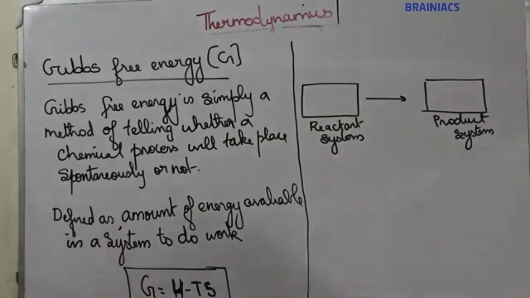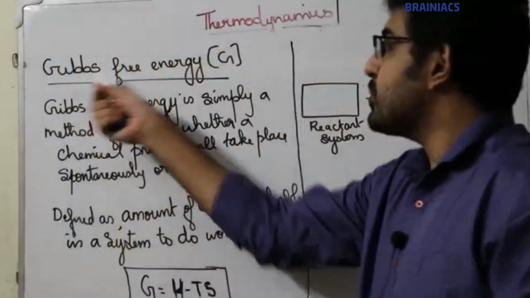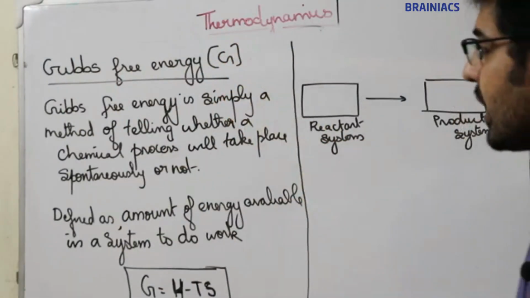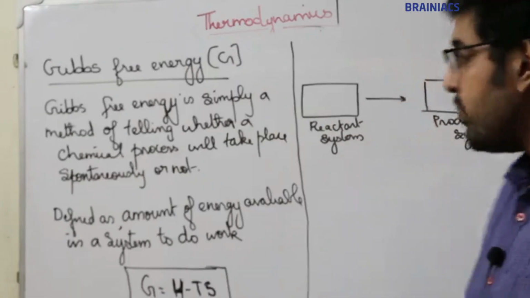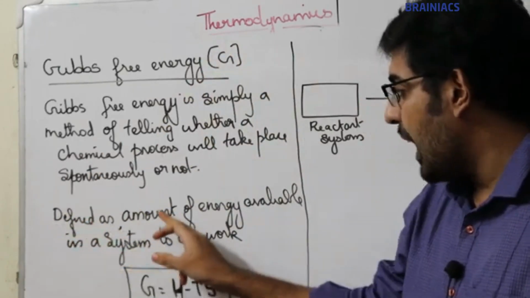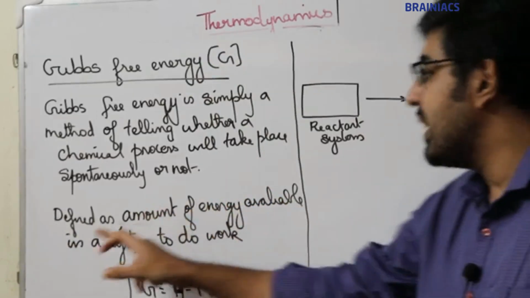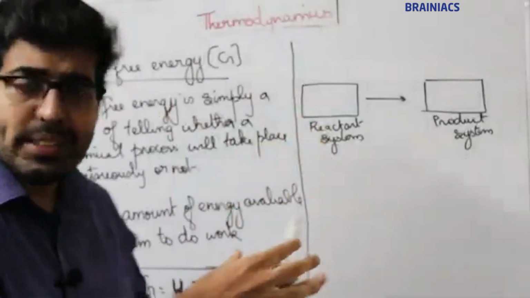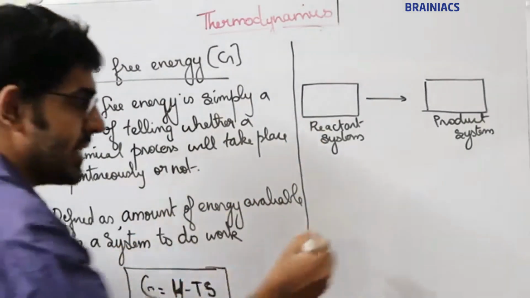I think it's clear. Moving on to the next topic, Gibbs free energy, represented by G. Now, what is Gibbs free energy? Gibbs free energy is defined as the amount of energy available in a system to do work. Consider a system.